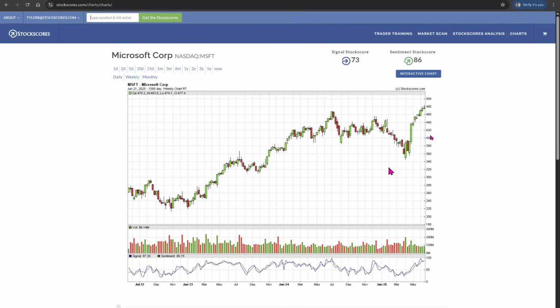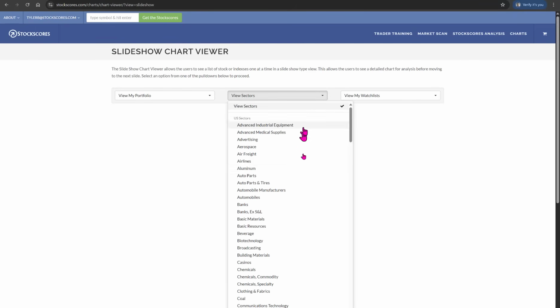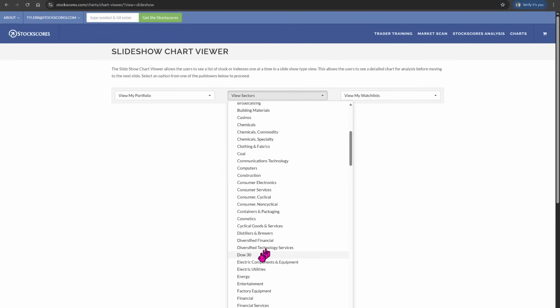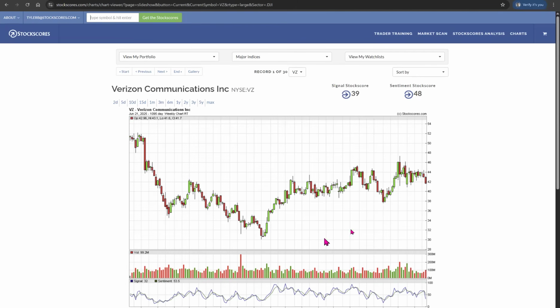All right, so now to look at the Dow 30, I'm going to go to the Charts tab. I'm going to go down to the Slideshow Chart Viewer, select it, and I'm going to view the Dow 30 sector. So I can just scroll down here to see Dow 30, and now I've got mini charts. I want to see the large chart, so I'm going to click on Large Chart right here, and now we can start to assess the charts.